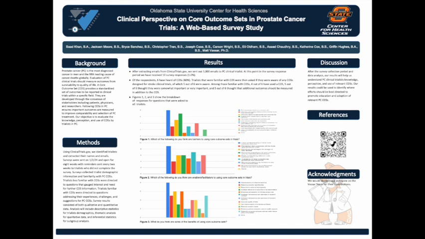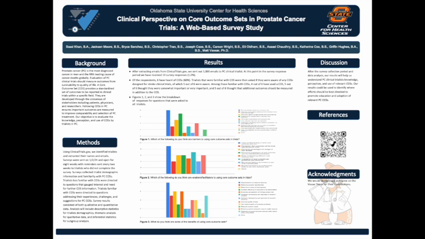Trialists that were familiar with core outcome sets were then asked if they were aware of any core outcome sets designed for stroke clinical trials, of which 5 of 6 were aware. Among those familiar with core outcome sets, 4 of 6 have used a core outcome set, 5 of 6 thought they were somewhat important or very important, and 5 out of 6 thought that additional outcomes should be measured in addition to the core outcome sets.